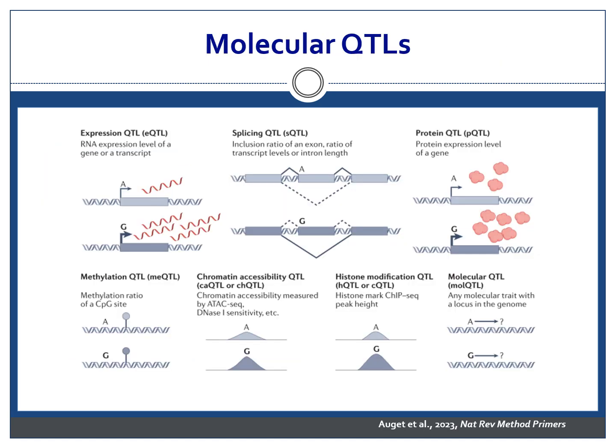So a genetic variant can impact many different molecular phenotypes, including expression. In that case, we call it eQTLs, or splicing, which is sQTLs, protein abundance, which is protein eQTLs, and methylation, chromatin accessibility, histone modification, or any other kind of molecular phenotype. For this tutorial, we will focus on expression eQTLs and methylation eQTLs, which have already been published in the context of AMD.